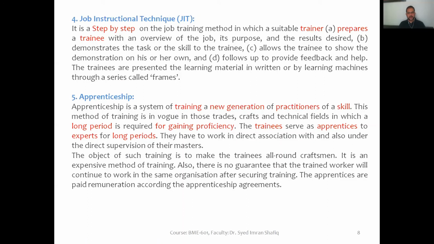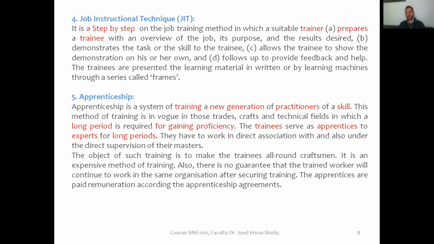Another method is apprenticeship. Apprenticeship is a system of training a new generation of practitioners for a skill. This method of training is in vogue in those trades, crafts and technical fields in which a long period of training is needed for gaining proficiency. Basically, this method is given to new generation practitioners and requires a long period.